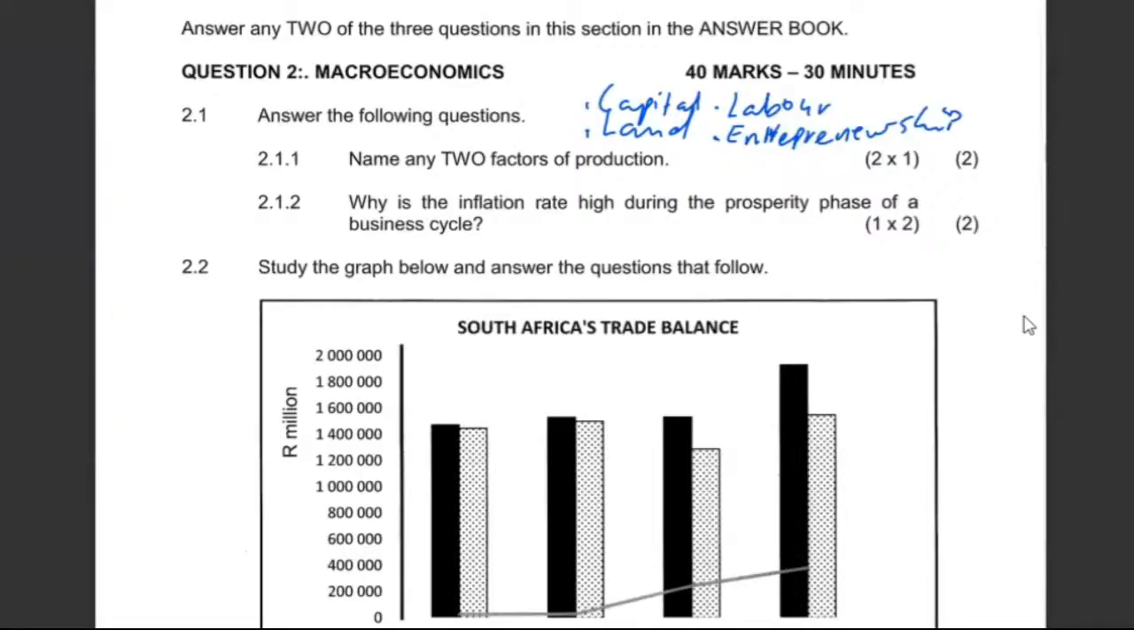Next question, we have 2.1.2, and 2.1.2 reads as follows. Why is the inflation rate high during the prosperity phase of a business cycle? So now grade 12, if you still remember, when we talk of a business cycle, we refer to the fluctuations of the economic activities, or the downswings and upswings of the economic activities. So here we have our trend line, and then here we have our upper turning point, which is a peak, and then here we have our lower turning point, which is a trough.